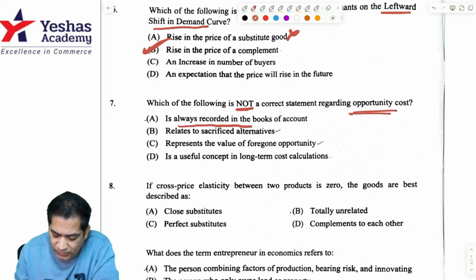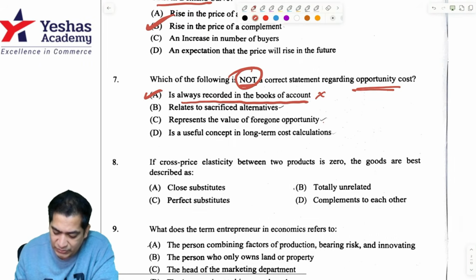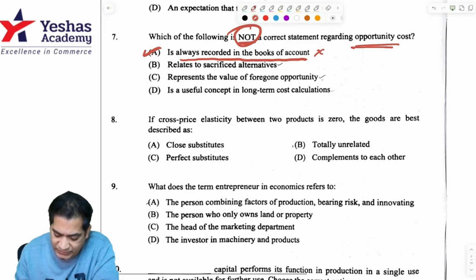Which of the following is not a correct statement regarding opportunity cost? It's always recorded in the books of account. No, this is wrong. So this is your answer because they've asked you which one is not. Relate to sacrifice alternative, yes. Represents value of foregone opportunity, yes. Is useful in the concept of long-term cost calculation, yes. So A is incorrect. You have to choose the incorrect option. A is the answer.